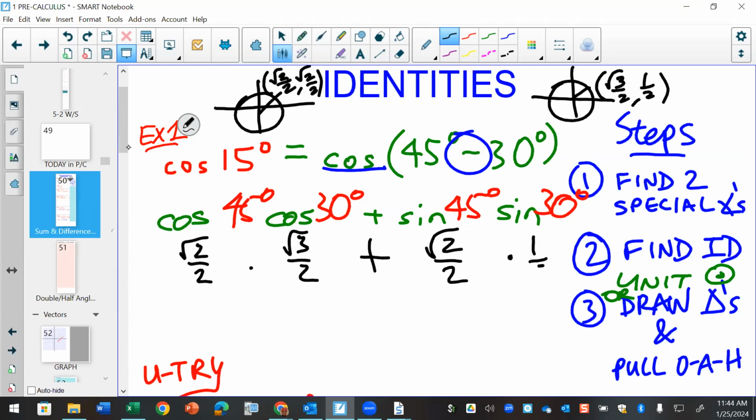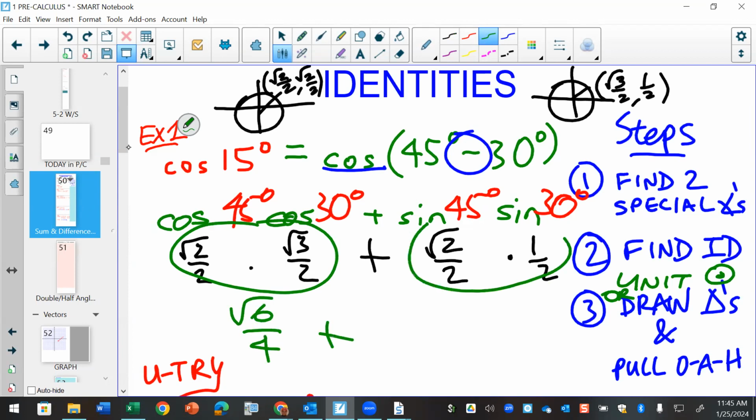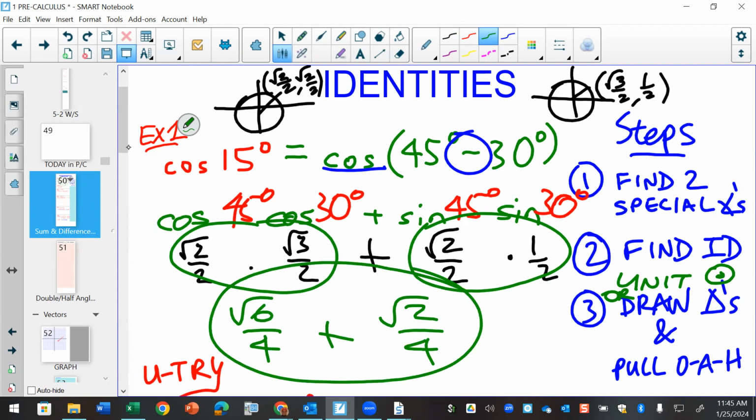Yeah. And now simplify, always simplify. What do I get here? Square root of 6 over 4 plus square root of 2 over 4. Okay. Not pretty, but it's correct, just like me. Okay. Be happy with your full credit.